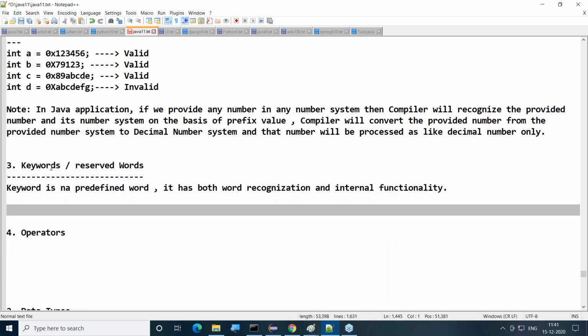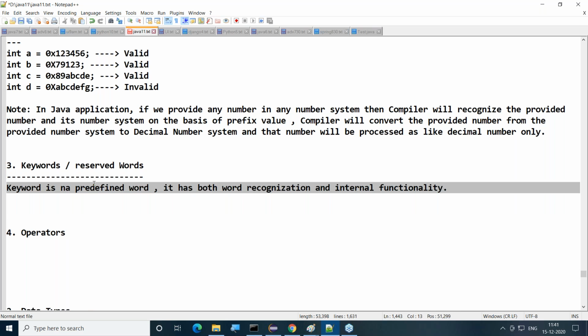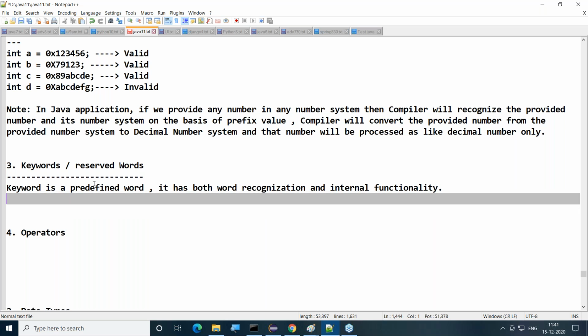A keyword is a predefined word. It has both word recognition and internal functionality. That's it. Now this is the meaning of a keyword. What are the various keywords available? I'll explain it clearly. A number of keywords are available in Java, and I'm able to give the list of keywords also.